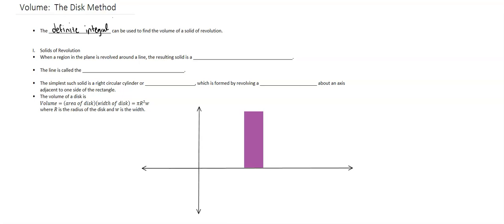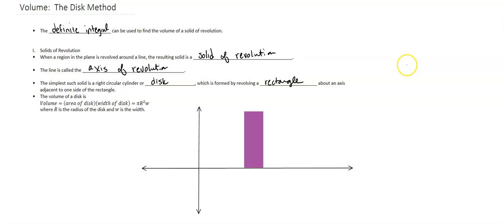When a region in the plane is revolved around a line, the resulting solid is called a solid of revolution. The line itself that's being revolved around is called the axis of revolution. And the simplest such solid is a right circular cylinder, or a disk, which you can form by revolving a rectangle about an axis adjacent to one side of the rectangle.